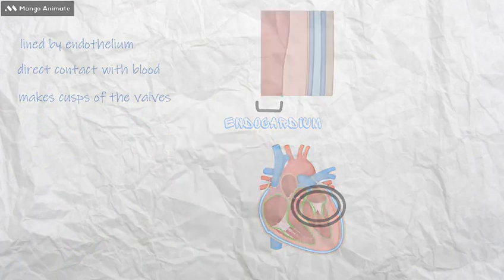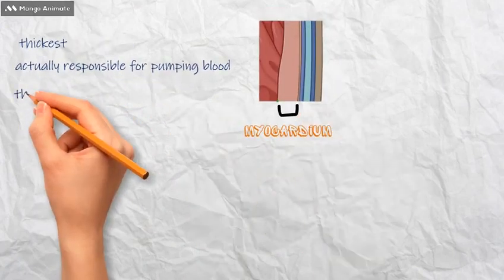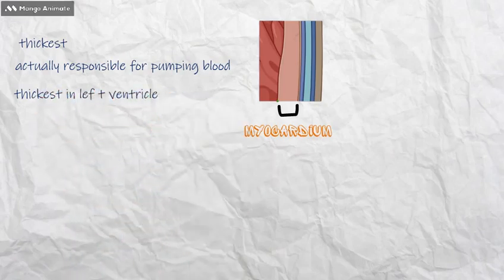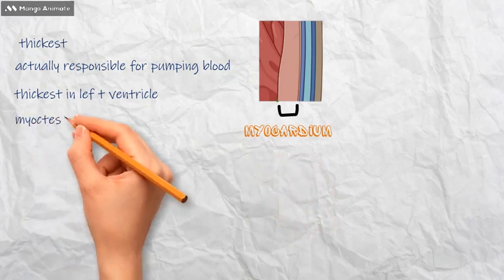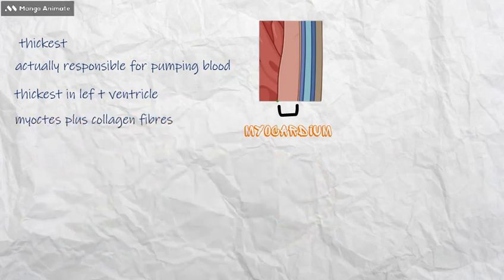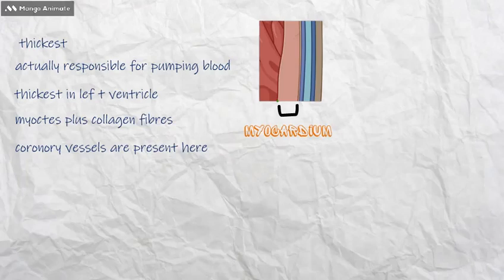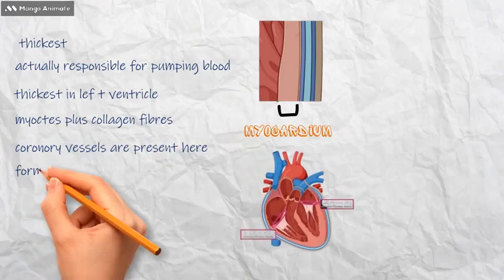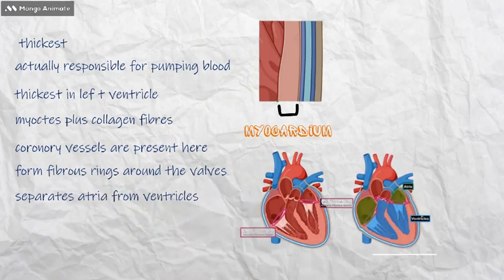Moving on to myocardium, it's the thickest layer actually responsible for pumping of the blood. Its thickness varies, and it is the thickest in left ventricle because it has to pump blood to the whole body. It consists of myocytes supported by collagen fibers. Remember, the coronary vessels which supply the heart lie in myocardium. Myocardium forms the fibrous rings around the valves, thus it actually separates the atria from ventricles.